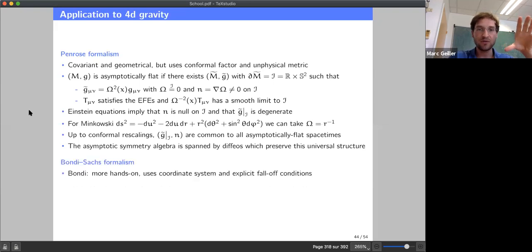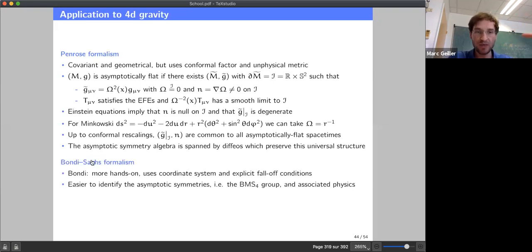As I showed on the previous slide, these developments by Bondi and Sachs and collaborators were happening at the same time as the work of Penrose and Newman. In fact, Penrose gave a much more, in a sense, covariant and geometrical description of asymptotically flat spacetimes. But if you read these definitions of asymptotically flat spacetimes, which I give here, it can seem a bit abstract and maybe too geometrical. So either we really get used to this more abstract and geometrical formulation, or we can be a bit more hands-on and try to generalize what we did in 3-dimensional gravity.